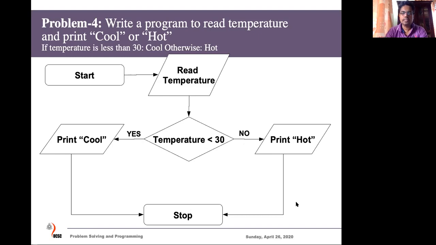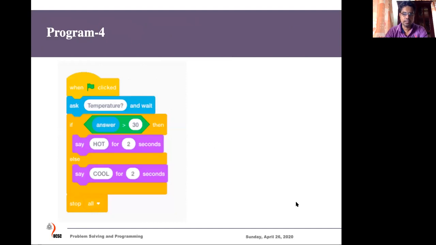So how do you convert this flowchart into a program using Scratch? When you do so, it looks something like this. We start our program and ask the temperature, and then we check the condition. In order to do the condition checking, there is a visual code block called the if else block. So we say if, and we put a condition. Our condition is our answer greater than 30. Then we print hot, or we can have answer less than 30 if we want. So I use greater than 30. If that's satisfied, then we say hot. If not, we say cool.